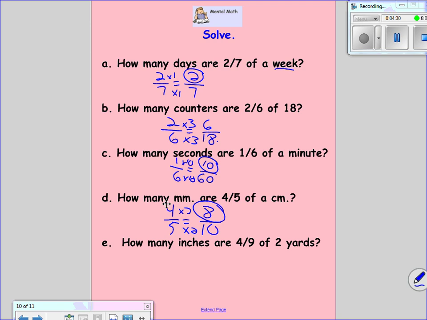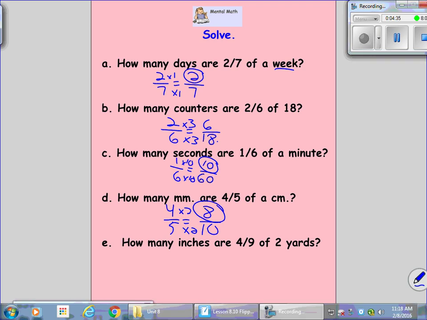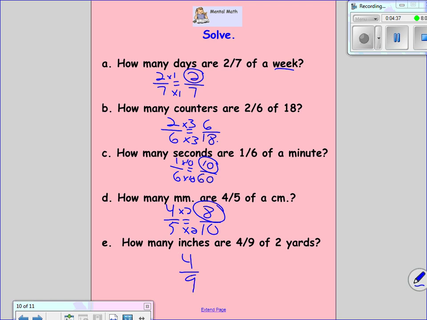How many inches are 4/9 of 2 yards? You have 4/9 of 2 yards. 1 yard has 36 inches because we're dealing with inches, so 2 yards would have 72 inches. This one's a little trickier, right, kids? 9 times 8, 4 times 8 is 32. So that's how many inches would be in 4/9 of 2 yards.